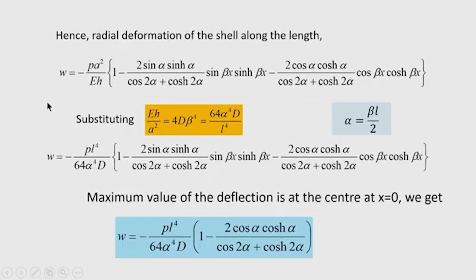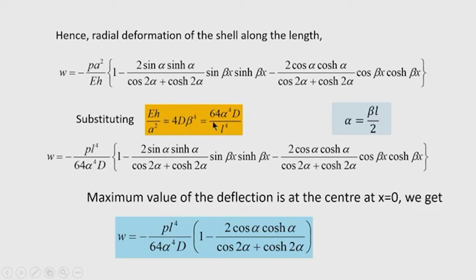Okay. So, it is written again here, and substituting E h by a square as 4 D beta to the power 4 and using beta as 2 alpha divided by L, we can now express E h by a square, that is appearing in this equation, as 64 alpha to the power 4 into D divided by L to the power 4. Okay.